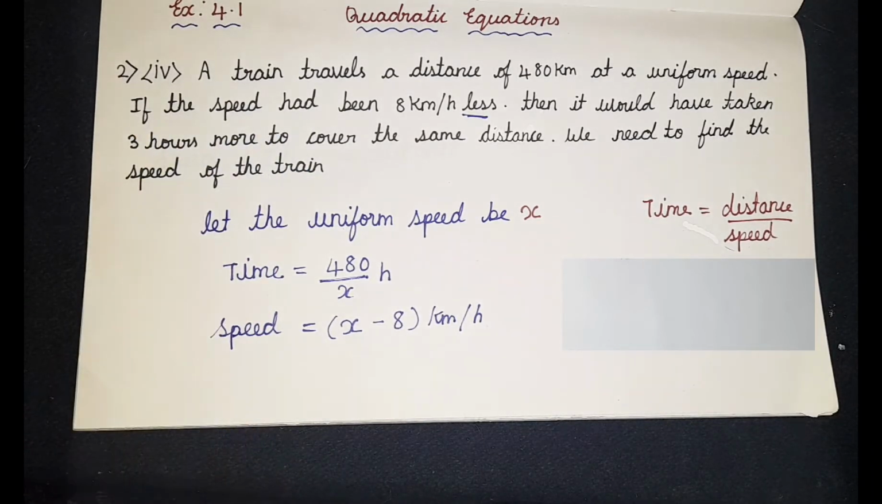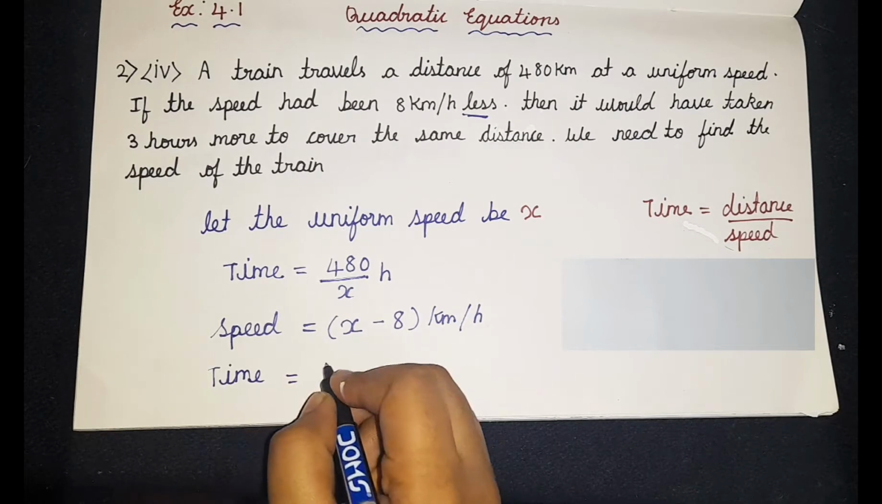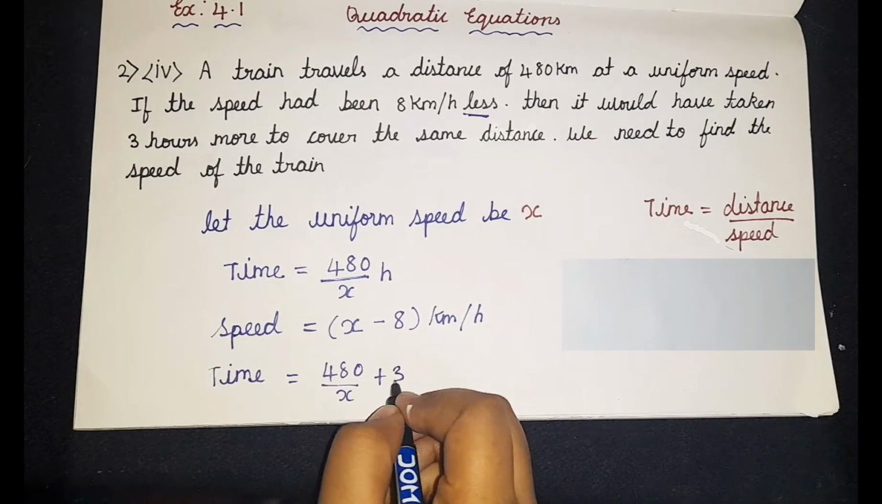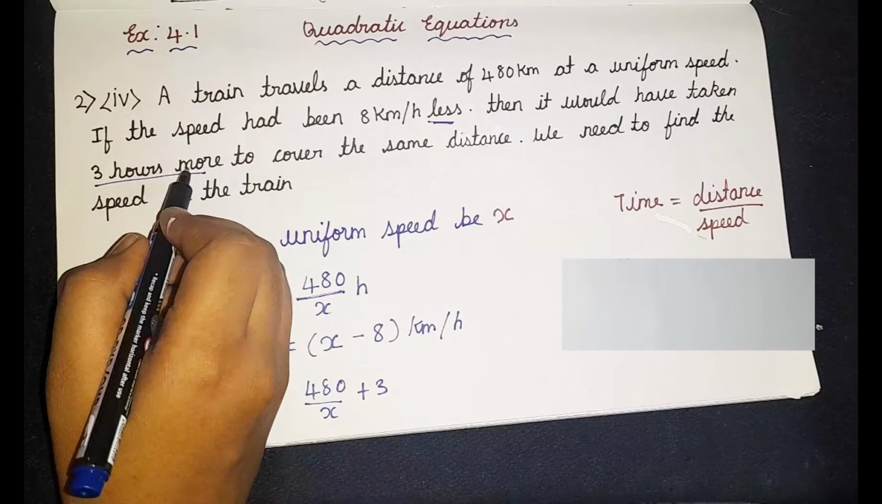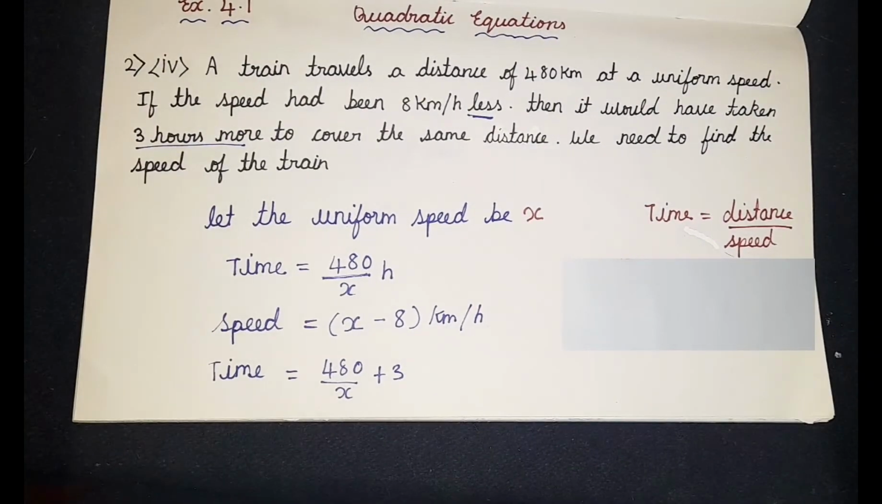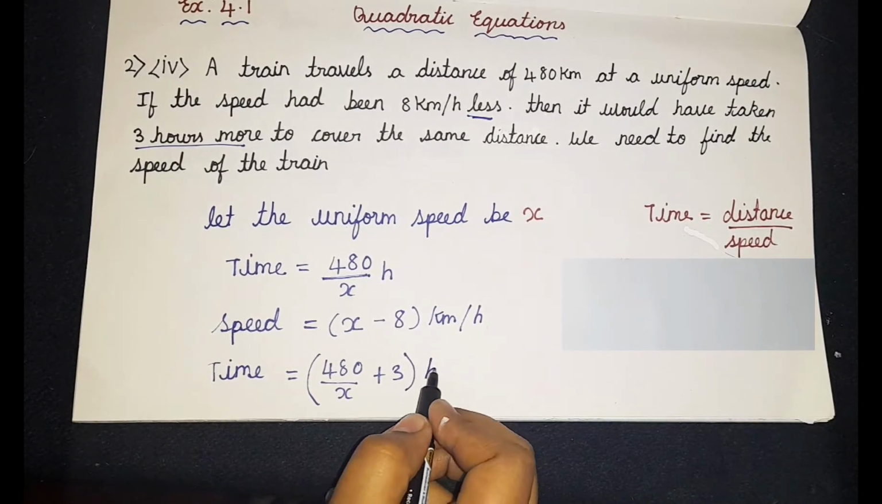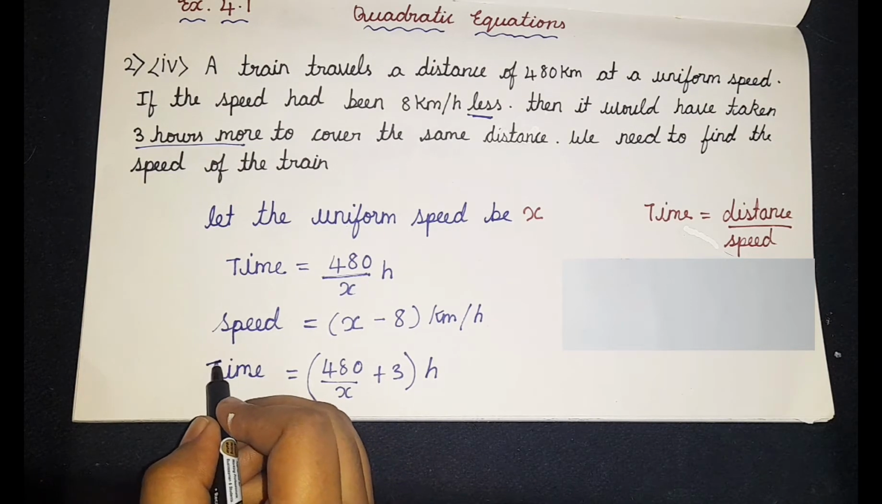So here what we can do is, we can just write time is equal to 480 by x plus 3. Okay, why? Because here they mentioned 3 hours more. 3 hours more means addition. So as you guys know more means addition, so we can just write plus 3. Okay, so plus 3 we just wrote it as it is. And then we can just write it in bracket. Why? Because we should write h. H means hour. Okay. So whenever we get time we are supposed to write hour.